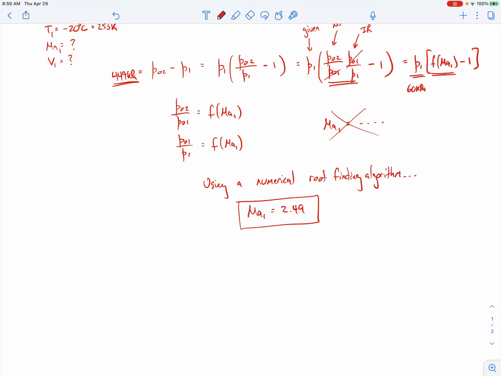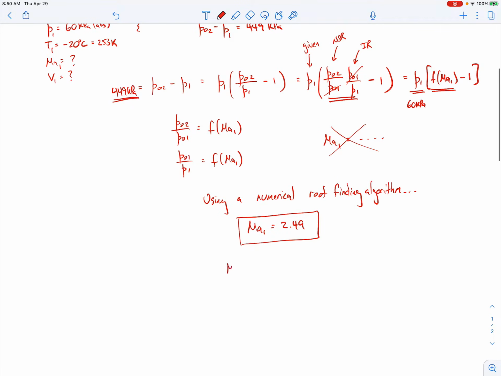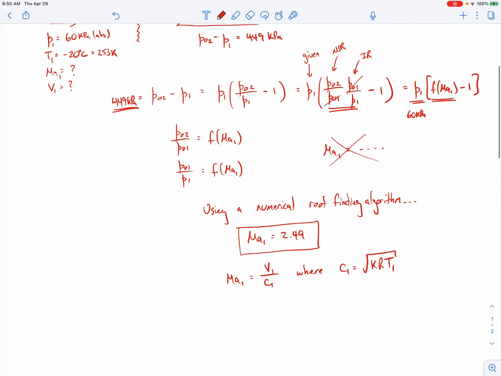Okay, the next part of the problem is to find the velocity upstream. That part is pretty straightforward. We know the Mach number upstream is just the velocity upstream divided by the speed of sound upstream, where the speed of sound is the square root of kRT1, the temperature upstream. And we know all of this information. We know k, we know R, we know T1. That's the 253 Kelvin. So we can solve for that speed of sound. We now know the Mach number upstream, so we can then solve for the velocity upstream. So if you go through that effort, you'll find that the velocity comes out to be 795 meters per second.